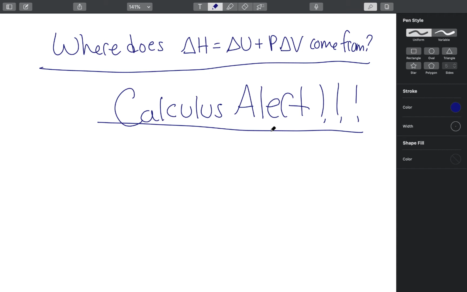So in this video we're going to be talking about enthalpy and where the enthalpy equation comes from. So this is the enthalpy equation.